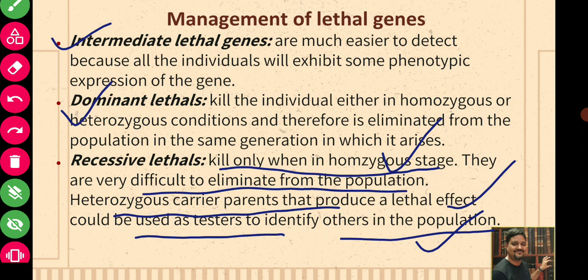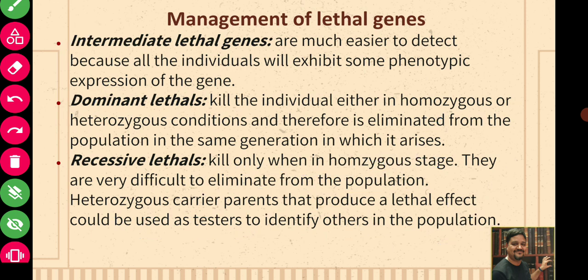By any method, we will produce those recessive homozygous so that they are eliminated from the population. Otherwise, if those carrier animals are there in every generation and are intermated, 25% of the individuals will be recessive homozygous, and that will cause the death of those animals. So here in recessive lethal, our aim will be to identify the carrier animals and eliminate them from the population, or from the breeding population. So this is how we can manage the lethal gene in the population.